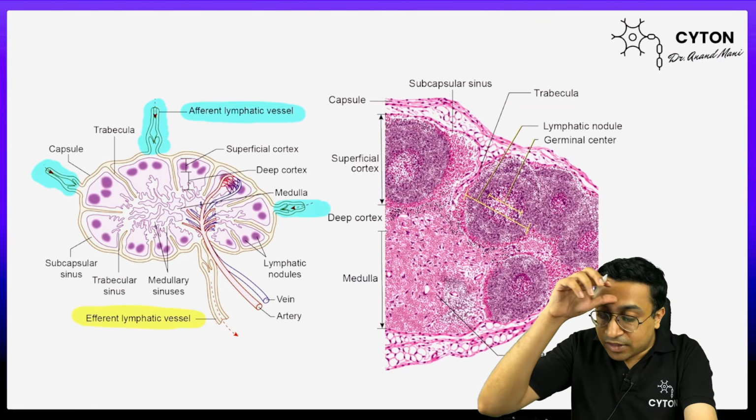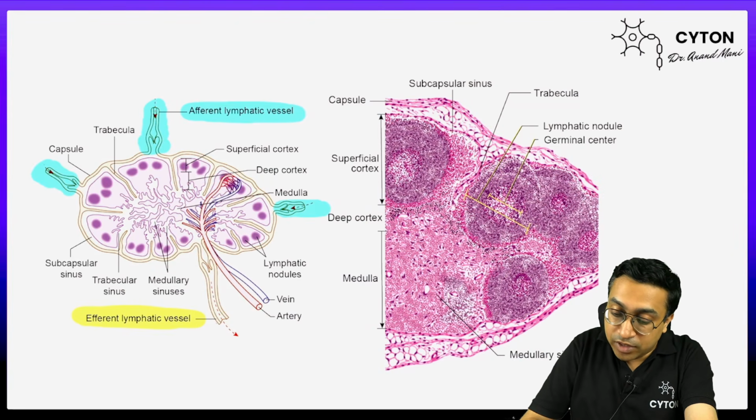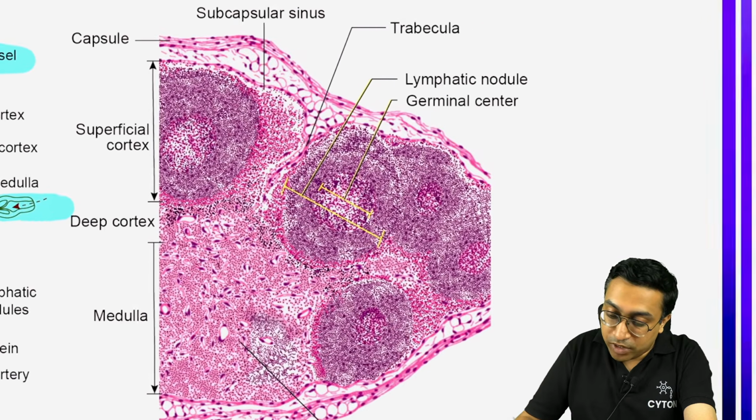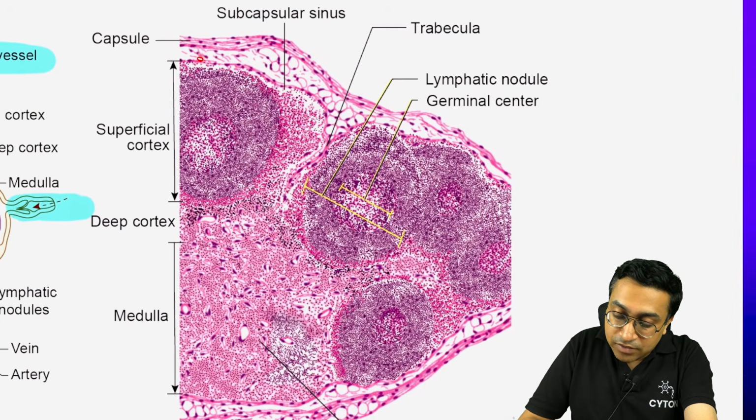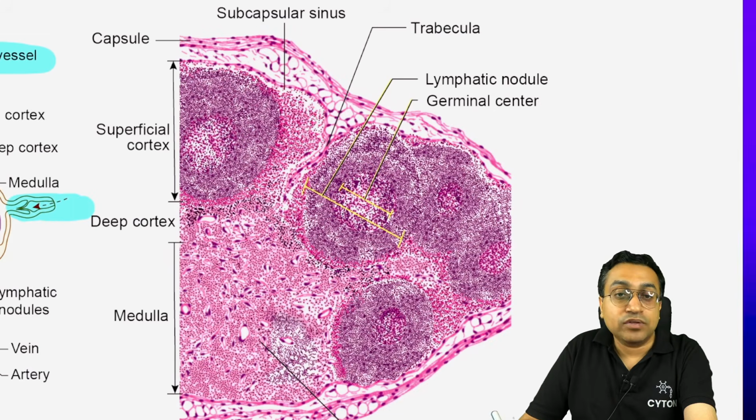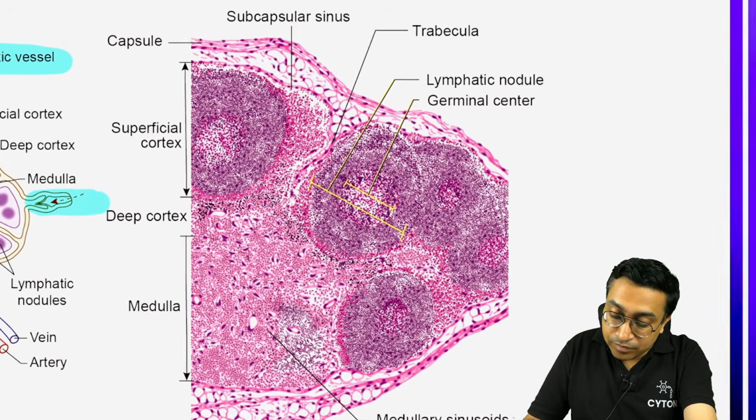So you can see there is a subcapsular sinus which is shown here. If you can appreciate, I am zooming in. This is the capsule which is outlining it, and this is the subcapsular sinus. Just deep to the capsule you can see this sinus, an empty space. This is a sinus, and you can see this entire region.